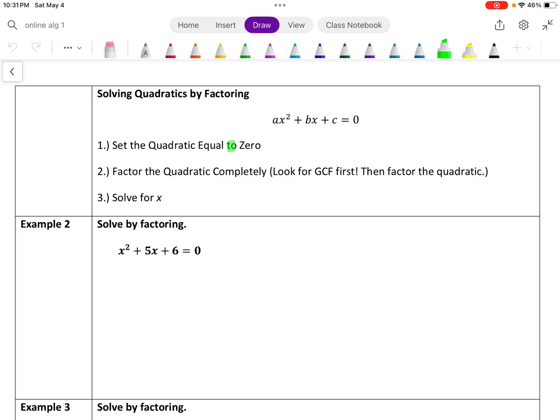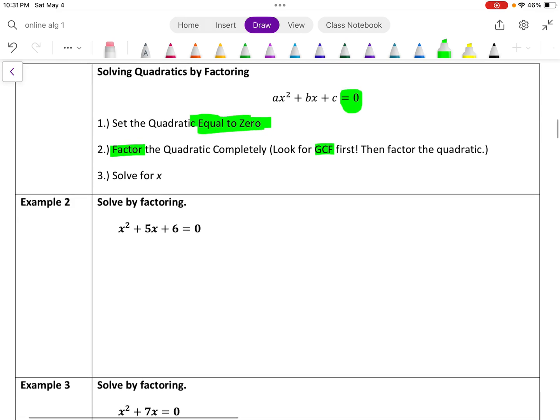So what we need to do is make sure the quadratic equation is set equal to 0, right? Equal to 0. And then we can factor the quadratic, always look for a GCF first, and then we solve for x using that zero product property. So example number 2, solve by factoring. x squared + 5x + 6. Notice it's already equal to 0. Perfect. Well, I also noticed that there's no GCF.